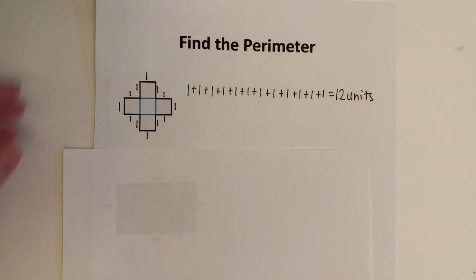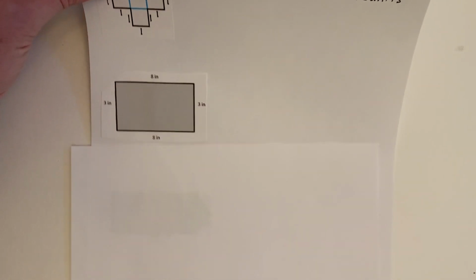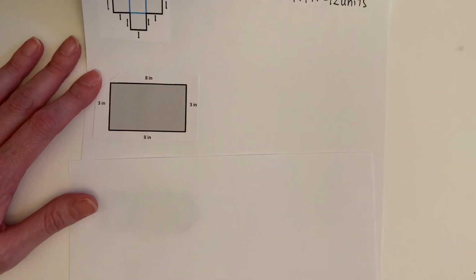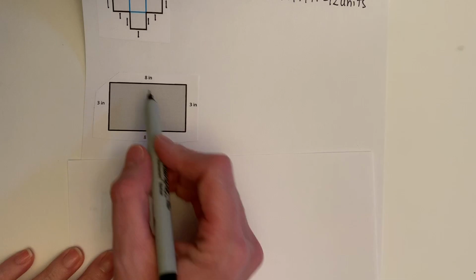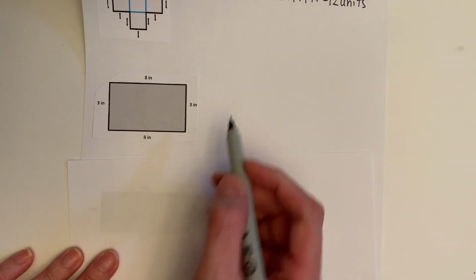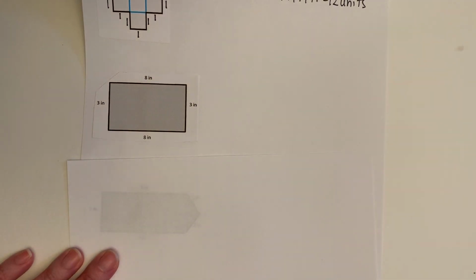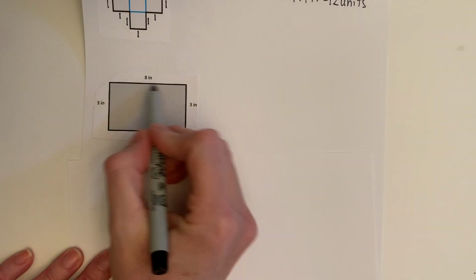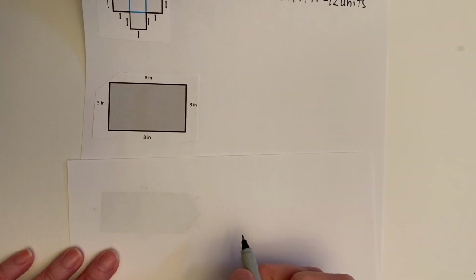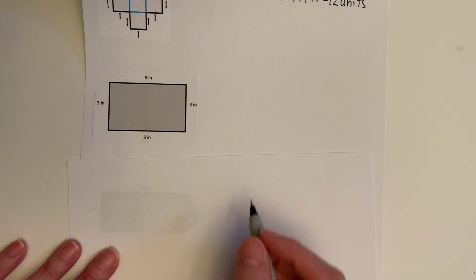All right, so you may have a shape where the side lengths are already labeled for you. So let's look at this next one. We have a rectangle. You guys know that the parallel lines on a rectangle are the same length. So this side length is 8 inches. This side length is 8 inches. This side length is 3 inches. This side length is 3 inches. Now we want to find the perimeter, which is the distance around the outside of this two-dimensional shape. So to find the perimeter, we're going to add all of our side lengths together.